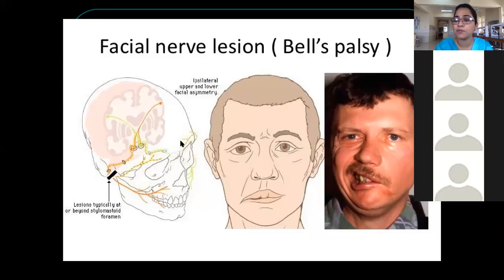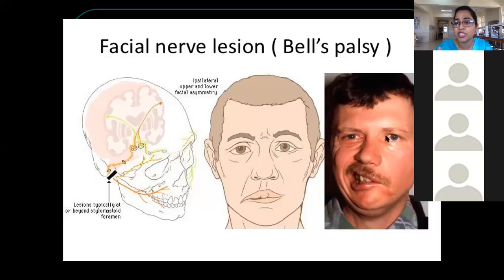How do we know which is ipsilateral? A patient comes to you with Bell's palsy. What are the features you can see? Facial muscles are not contracting. See here, you ask the patient to smile. Only one side goes up, the other side doesn't. This side of the face is paralyzed. This is a typical condition where you can see Bell's palsy. When you ask the patient to close the eye, closing orbicularis oculi, only one side the person can close, the other side cannot be closed completely. These are the phenotypical characteristic features when you see a patient with Bell's palsy.